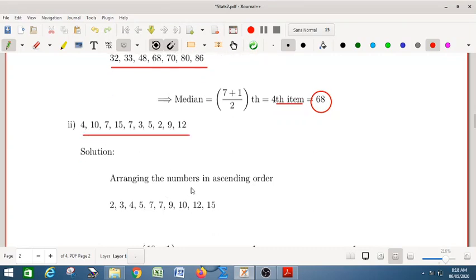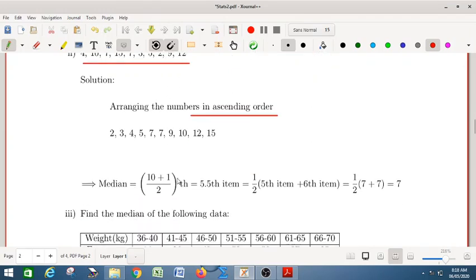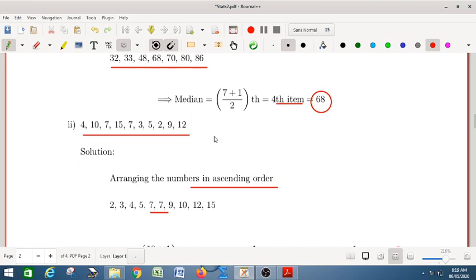Okay. Now let us have an even number of data. First you arrange the data in ascending order, and look at that, this data is even: 1, 2, 3, 4, 5, 6, 7, 8, 9, 10. So you have 10 data. So median is given by (10 plus 1) by 2th item, so 5.5th item. How will you calculate the 5.5th item? Half of the 5th item plus the 6th item will give you the 5.5th item. The 5th item is 7, and the 6th item is also 7. So your answer will be 7. So this is how you will calculate for even and odd data in a simple series.